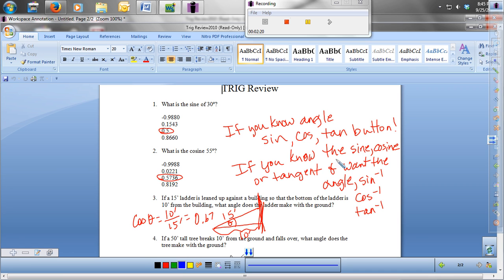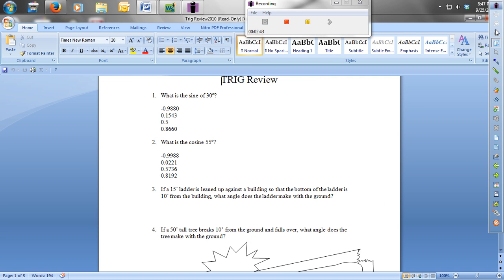So I know the cosine. So now I'm going to do second function cosine, and then I'm going to type in 0.67. And when I do that, I get the angle. And when I did it, I got the angle to be 48.2 degrees. All right. So let's move on to this next little rascal. Roll on down.